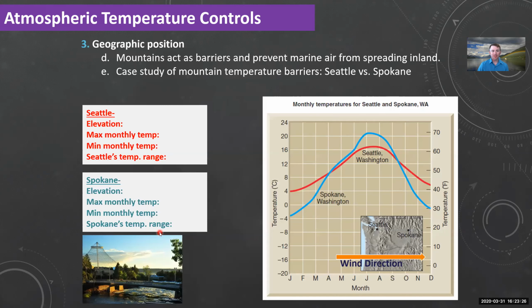And then another one is looking at mountains as barriers that prevent marine air from spreading inland. So Seattle is next to the coast. Spokane is still in Washington, but it's got the Cascade Mountains in the way. And so if you take a look at this, even though Spokane is just a little bit higher, so you'd expect it to be a little bit cooler, it has a greater temperature range than Seattle. And again, it's because Seattle lives right on the coast. And by the time the wind gets up and over the mountains of the Cascades, you don't have the same cooling and warming effects of the water over by Spokane.